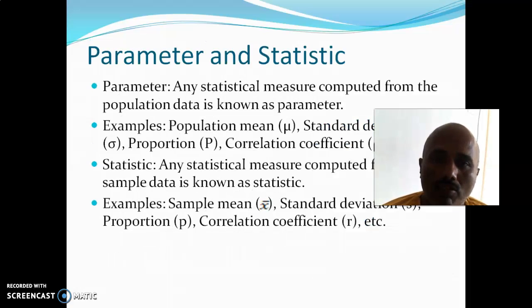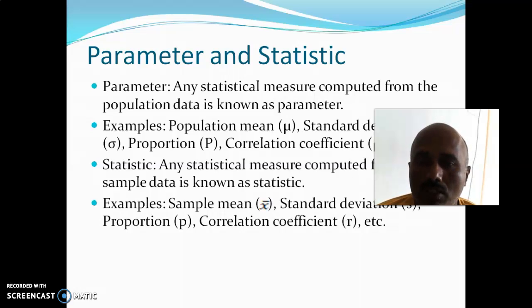Next important terms we have are parameter and statistic. Parameter is any statistical measure which is computed from the population data, and statistic is any statistical measure which is computed from the sample data. To avoid the confusion between population and sample characteristics, Professor R. A. Fisher defined population characteristic as parameter and sample characteristic as statistic.